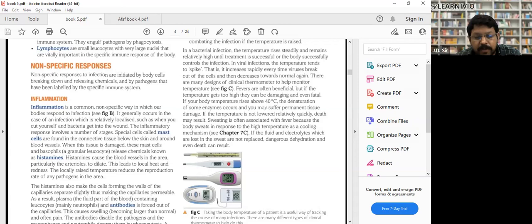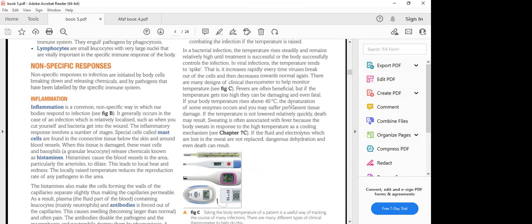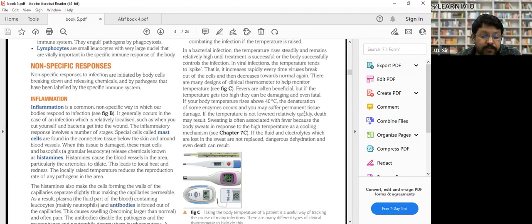The denaturation of some of the enzymes occurs and you may suffer permanent tissue damage. If the temperature is not lowered relatively quickly, death may result. Sweating is often associated with a fever because sweat is the body's response to high temperature, a cooling mechanism. If the fluid and the electrolytes which are lost in the sweat are not replaced, dangerous dehydration and even death may result.